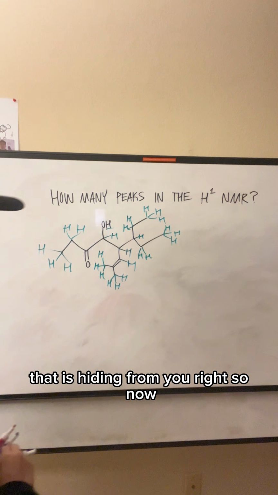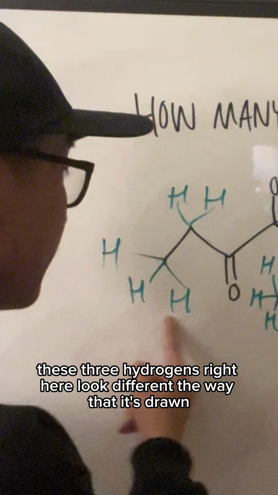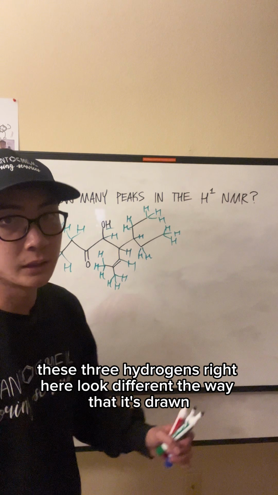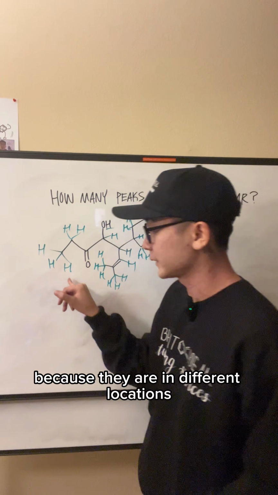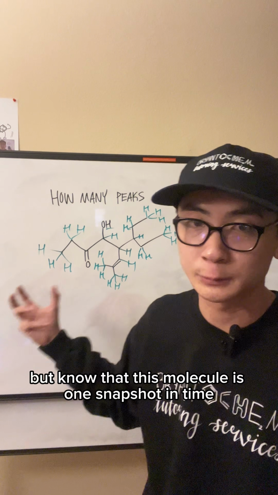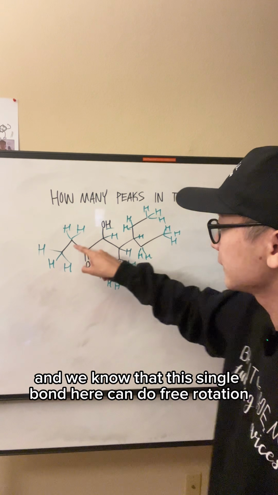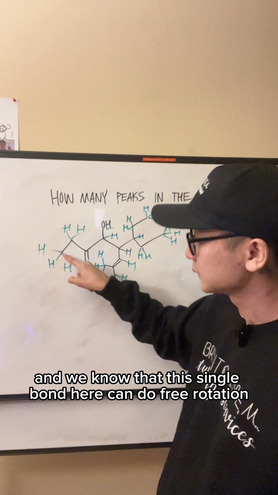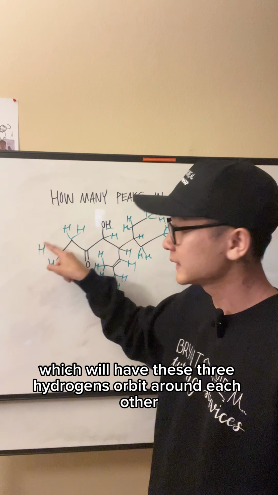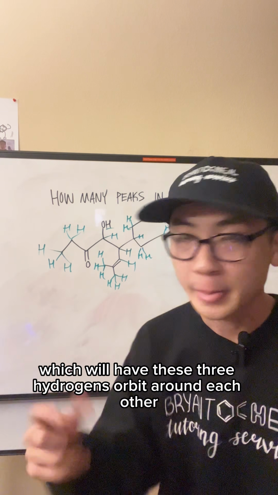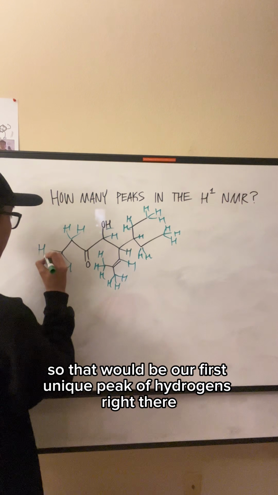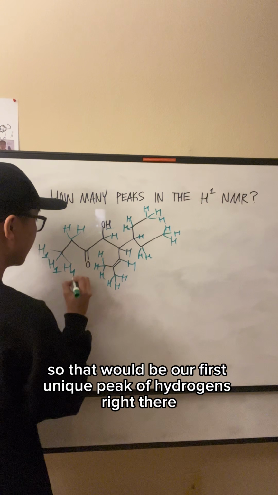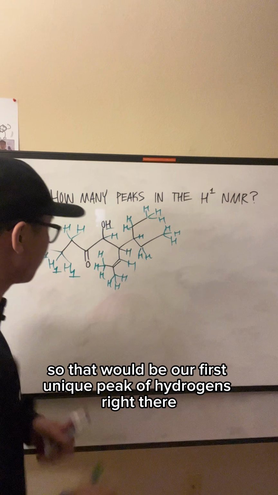So now, these three hydrogens right here look different the way that it's drawn because they are in different locations, but know that this molecule is one snapshot in time. And we know that this single bond here can do free rotation, which will have these three hydrogens orbit around each other and they would experience the same chemical environment. So that would be our first unique peak of hydrogens right there.